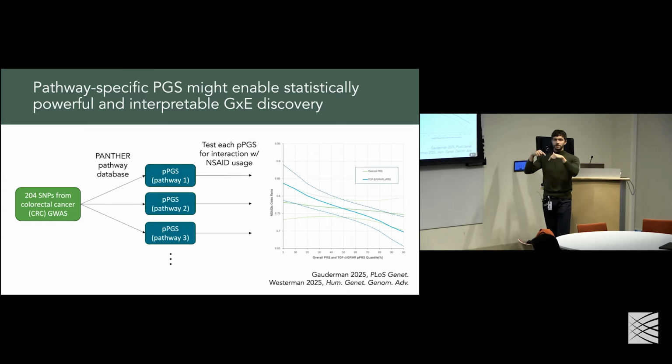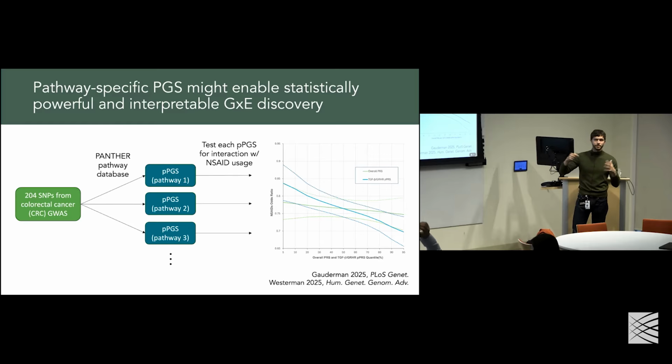If you map the pathway to genes and then genes to a bunch of variants physically near them in genomic position, you can then create new polygenic scores from subsets of these 204 SNPs. Then you create a whole bunch of those, maybe 50, 100 plus, and test each of them for interaction. That might be a more powerful and a more biologically specific way to find interactions. In this particular case, they were able to find, for example, that in the blue line here, one particular pathway-specific polygenic score related to TGF-beta pathway activity.